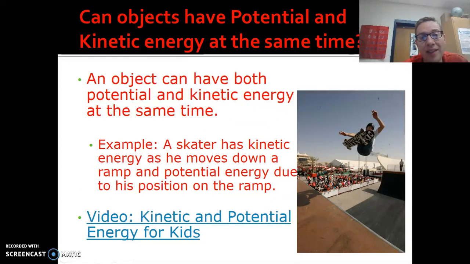So can something have potential and kinetic energy at the same time? Well, yes, it can. An object can have both the potential and the kinetic energy at the same time. A great example would be a skater at a skate park. I think Leesburg has a skate park, and if you've ever gone down there, you can imagine that example. A skater has kinetic energy as he's moving down the ramp and potential energy due to his position on the ramp. So if you're halfway down the ramp and you're moving, you still have potential energy, but you also have kinetic energy because you're moving. And we're going to show a quick video of that when you come back.